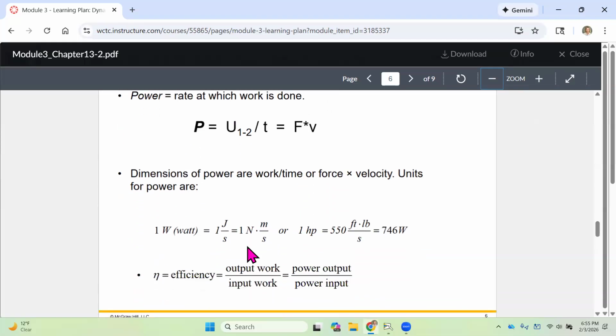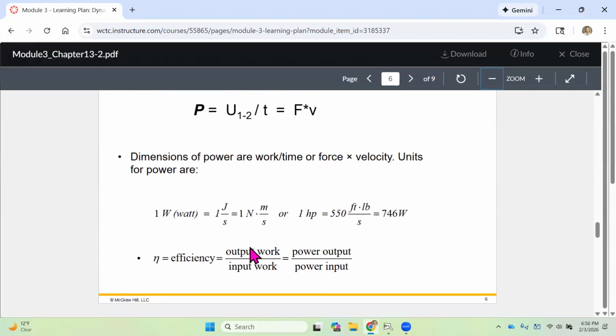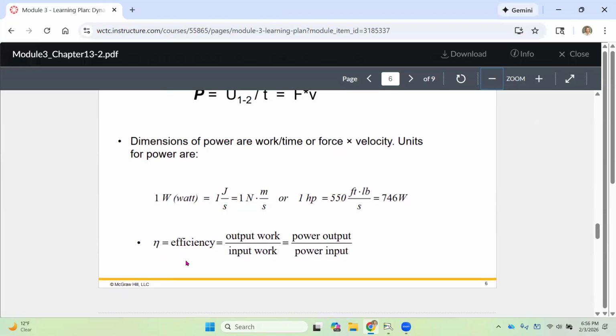Now, the units for power, in metric units, are going to be the watt, which is a joule per second, or kilowatts, you might have heard before. And then in English terms, it's going to be horsepower, which is 550 foot-pounds per second. Okay. And then you'll also notice that a horsepower is 746 watts, so if you need to convert between the two. So watts and horsepower are the units that we see for power in the metric and then in the English units.